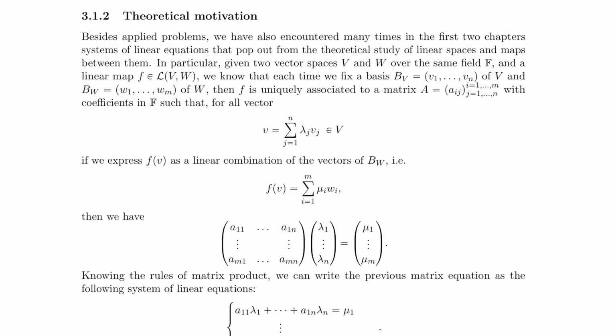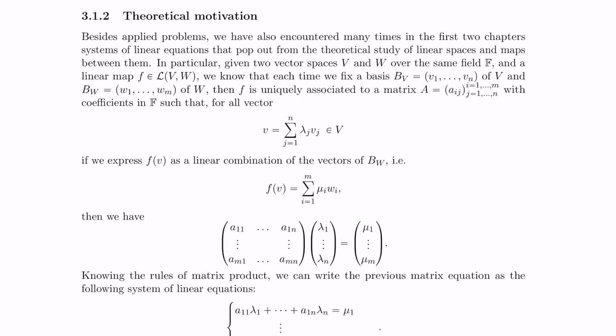Besides the two practical examples that we have discussed, I also want to give you a theoretical motivation of why it's important to study linear systems. Consider two vector spaces V and W over the same field and a linear map F between them. Then fix a basis BV with vectors V1, ..., Vn of V and a basis BW with vectors W1, ..., Wm of W. Then we know how to uniquely associate F with a matrix A.